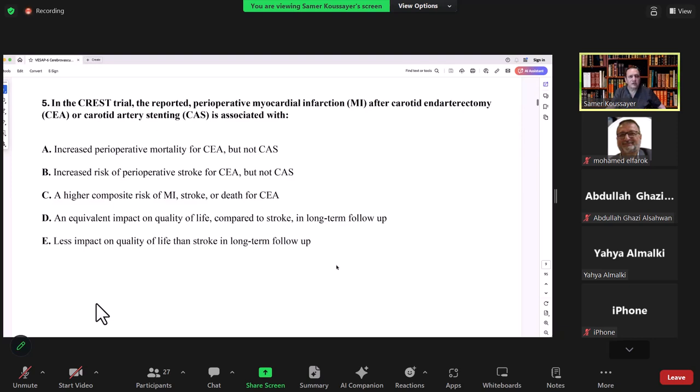Increased operative mortality after endarterectomy or stenting associated with less impact on quality of life than stroke in long-term follow-up. I don't fully understand the question. But what I know is that if you have a stent and end up with a stroke, you have a bad quality of life compared to if you have a surgery. So you have better quality of life after CEA.